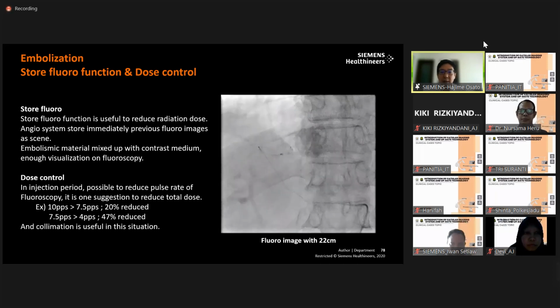The angio system is able to store fluoro images as a scene. As I explained in session 1, the radiation dose of the fluoro is lower than acquisition. The embolic material is mixed with contrast medium, so we can get enough visualization on the fluoroscopy like this. Please use the store fluoro function instead of acquisition.